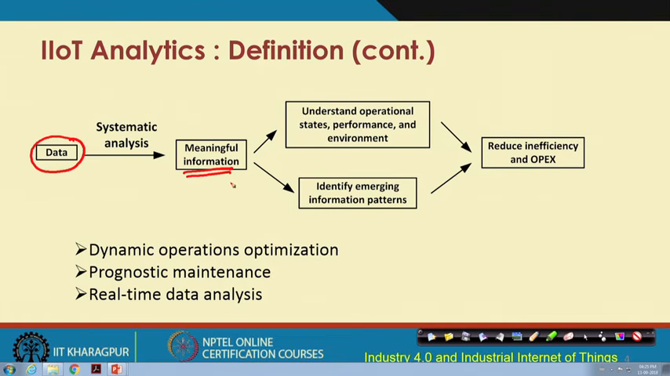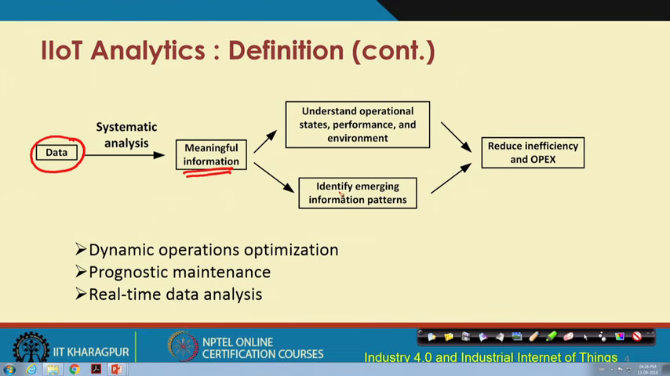This meaningful information will help us to understand the operational states, the performance and the environment in the industrial setting. That means the operational states of the machine, the performance of the machine and the environment in which the machine operates. This information also helps in identifying different patterns that emerge out of the execution or the running of the system.